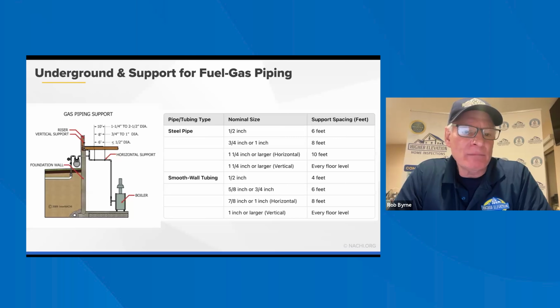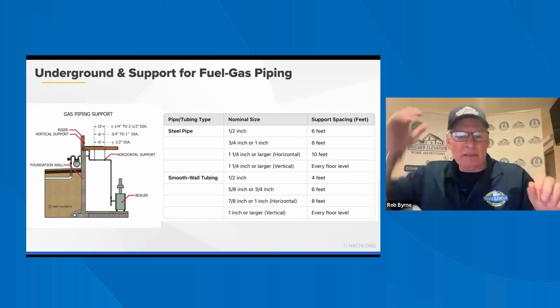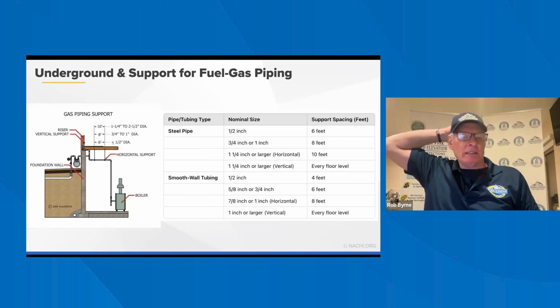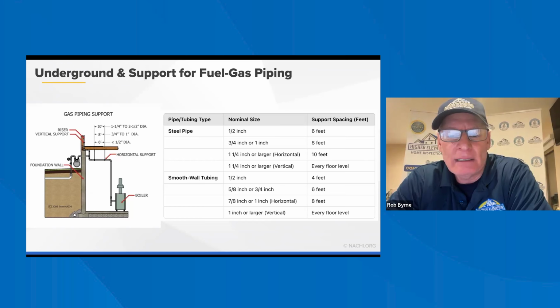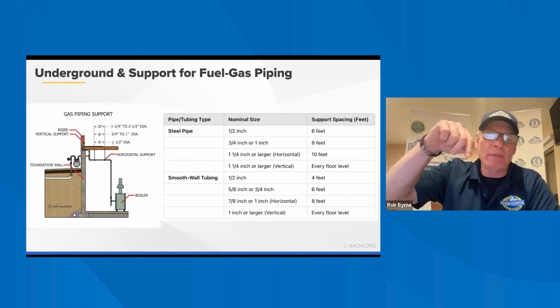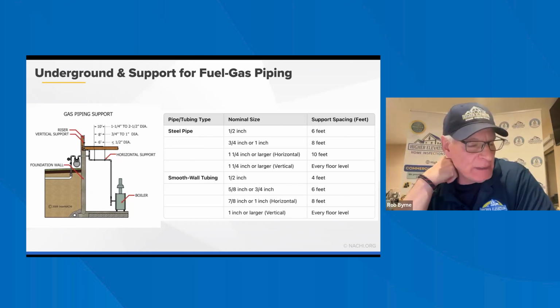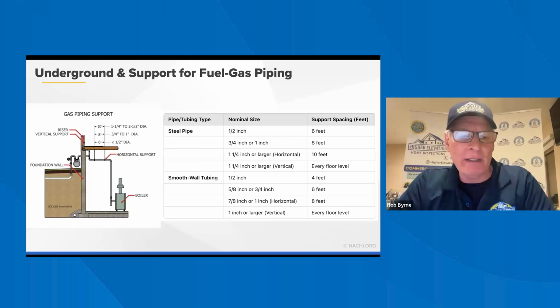A lot of times, I don't know where everybody else is, but up here in the Northeast, they're running plastic or copper lines in the ground, and then they just connect it to the steel piping above ground. So a lot of times you'll see the gas piping coming up underground, and you're going to see a wire coming up. You can explain to your clients that that's called a tracer wire.